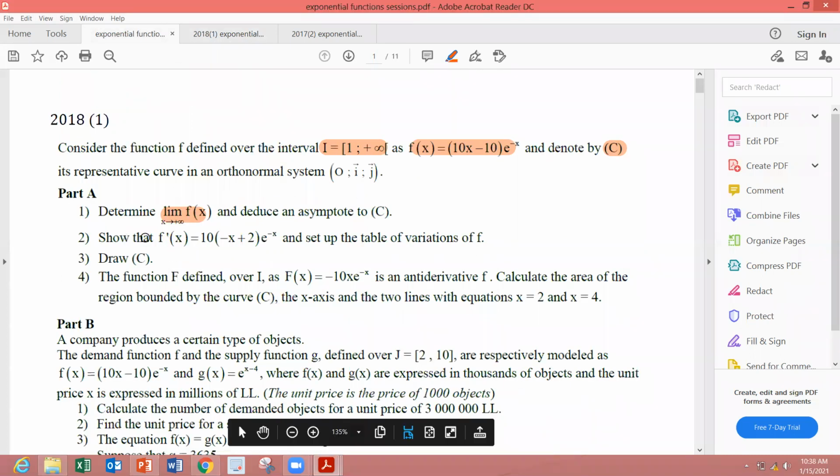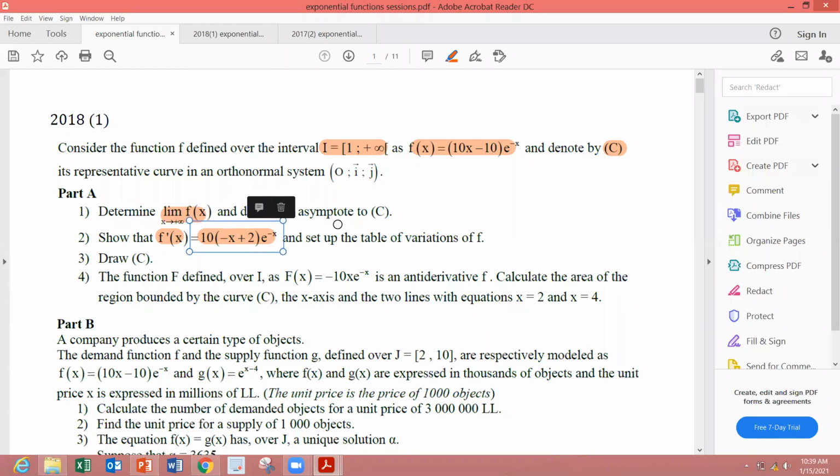Show that f prime x equals 10(minus x plus 2)e to the minus x. How to show f prime x equals that form? What is the form of f(x) here? u dot v. Should we say with derivative of u dot v? u prime v plus v prime u.